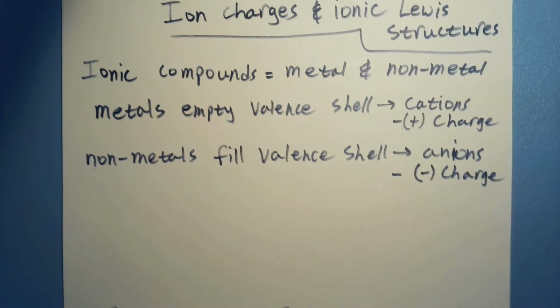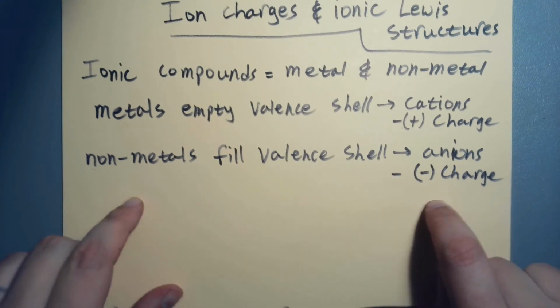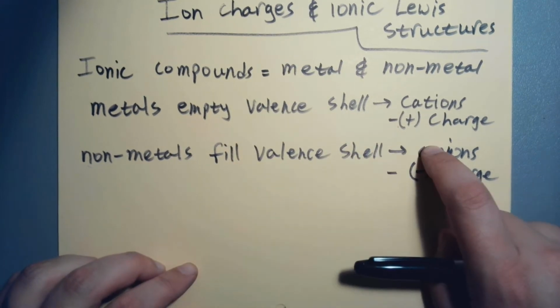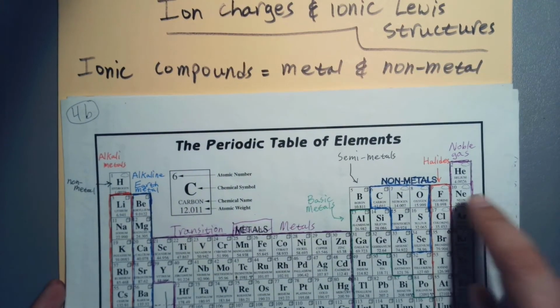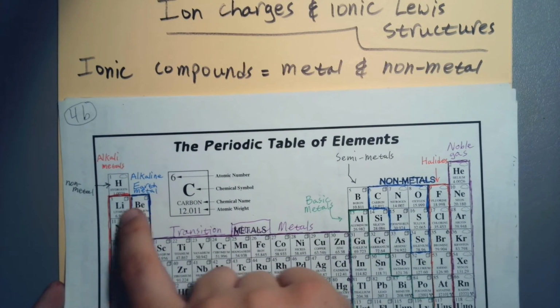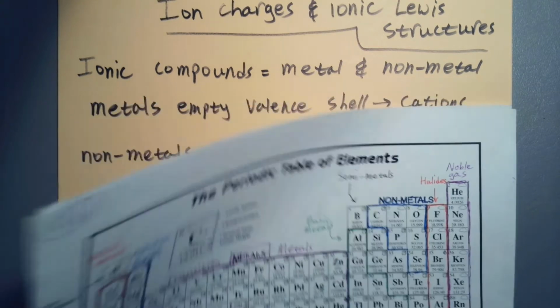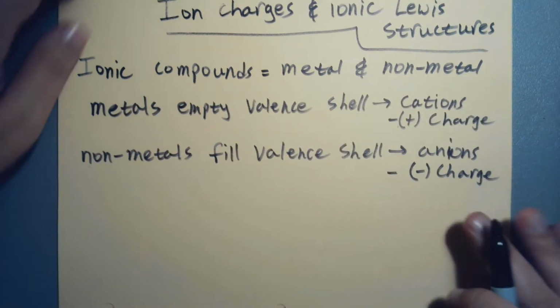All right, so non-metals are going to fill their valence shell. They're going to have a negative charge. Metals are going to empty their valence shell. They're going to have a positive charge. However many electrons they need to fill their shell, that's their negative charge. However many electrons they have to get rid of, that's their positive charge. That's all there is to it.